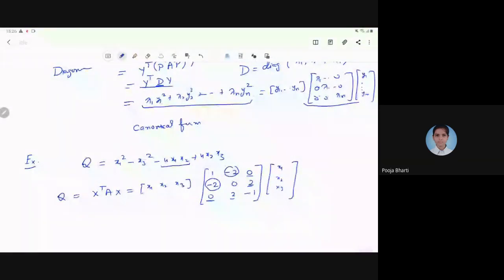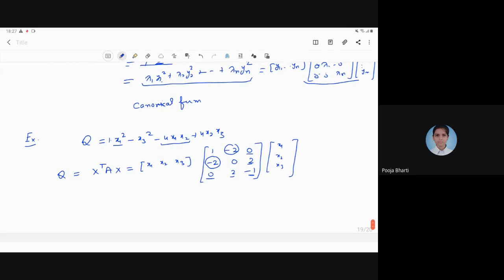At diagonal places, because coefficient of x1 square is 1 and x3 square is minus 1, and there is no x2 square, that's why you are seeing 0 here. So it's very easy to write with a real symmetric matrix. Is it clear? From this polynomial, this quadratic form, I have written it in matrix form. Is it clear or not? You multiply back, you will get this expression.